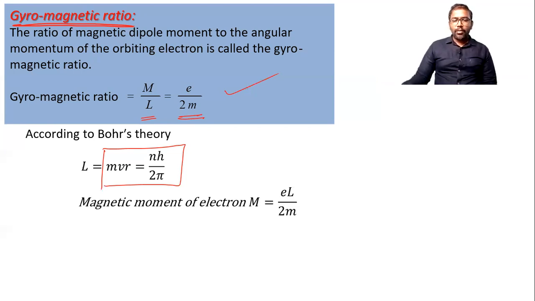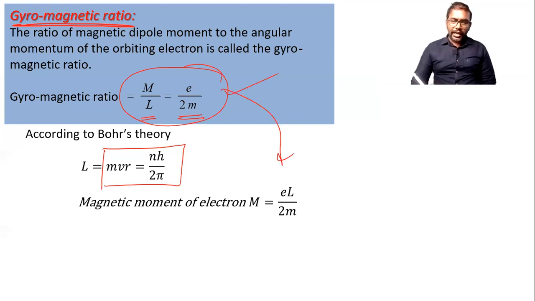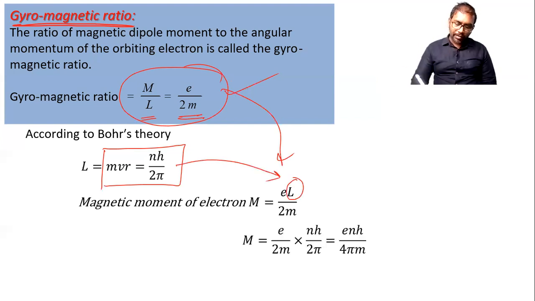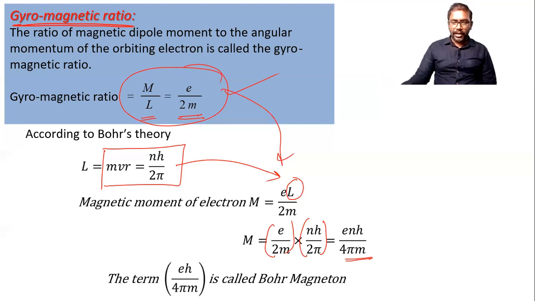Now, the magnetic moment of an electron, M, is given by this formula. We can write M is equal to eL by 2m, so this is the magnetic dipole moment. Writing L as nh upon 2 pi, after arranging it properly we get M = n e h divided by 4 pi m. So this is the formula for capital M. The term eh divided by 4 pi m is also called Bohr's magneton.